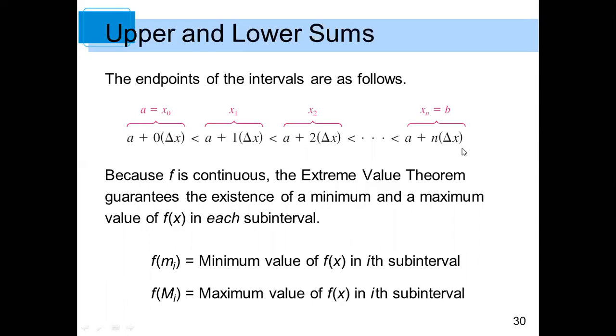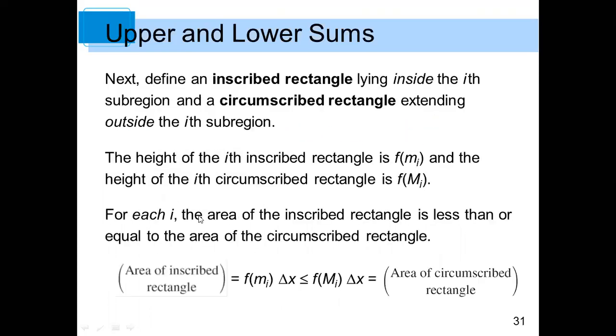Because f is continuous, the extreme value theorem guarantees the existence of a minimum and maximum value of f of x in each subinterval. So f of m_i would be the minimum value, f of capital M_i would be the max value. Next, define an inscribed rectangle lying inside the ith subregion and the circumscribed rectangle extending outside the ith subregion.